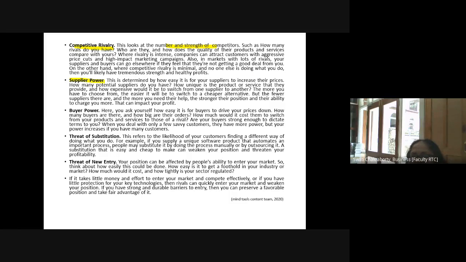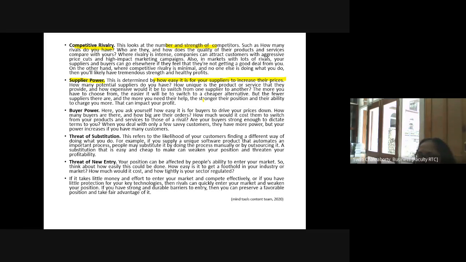Supplier power. This is determined by how easy it is for your suppliers to increase their prices. How many potential suppliers do you have? How unique is the product or service that they provide? How expensive would it be if you switch from one supplier to another? The more suppliers you have, the easier it is to switch to someone else who's giving you a cheaper rate, but the quality is good.